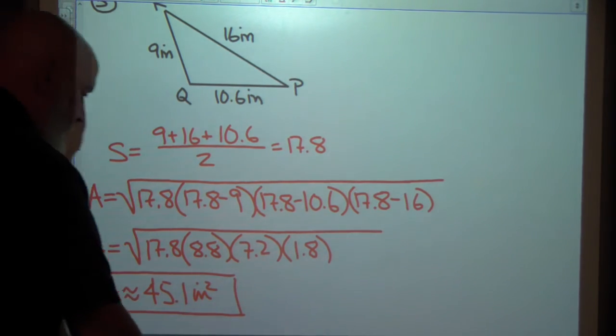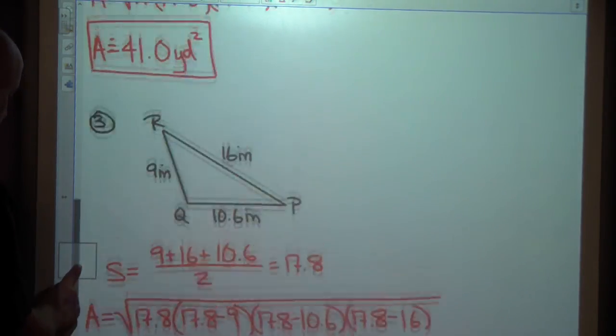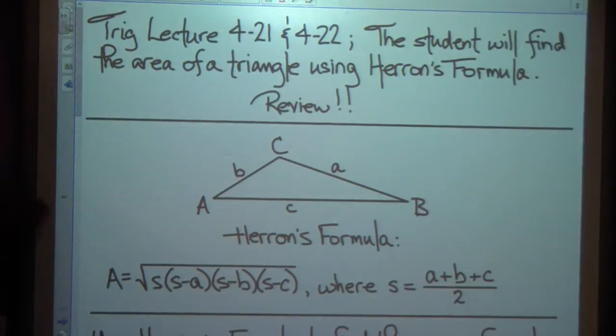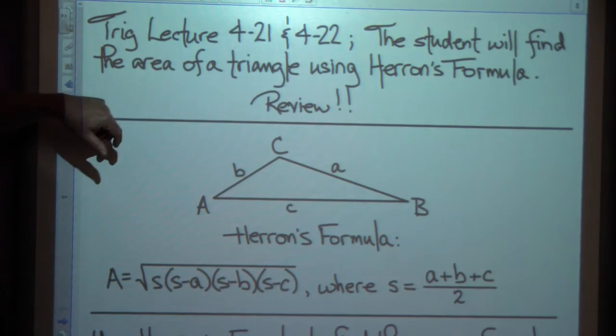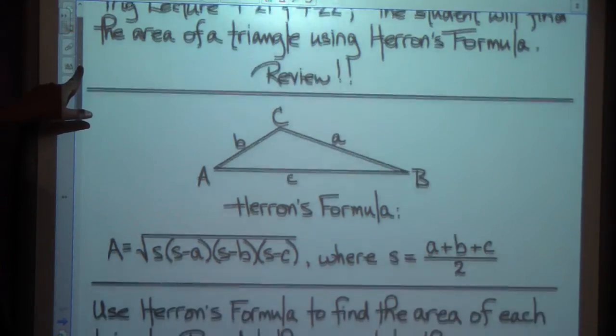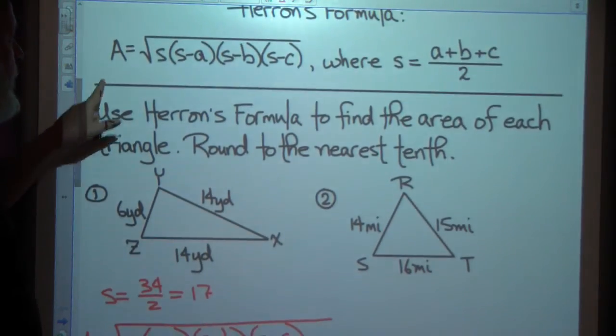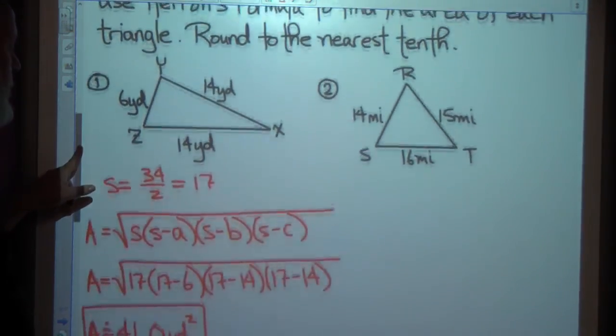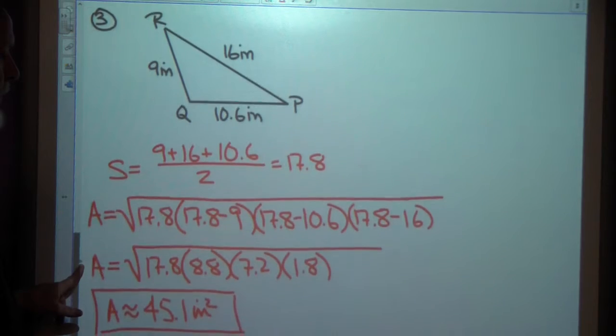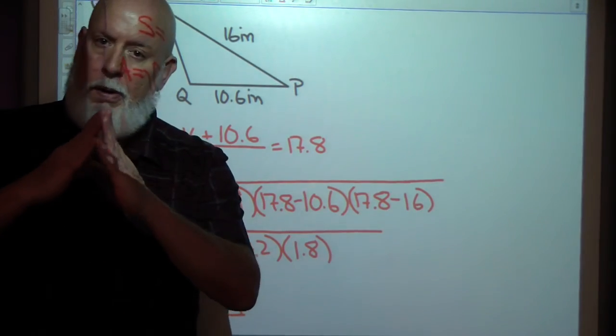My board seems to have frozen up. Well, now's a good time as any for it to freeze up. Oh, there we go. We used the Heron's formula to find the area of a triangle that didn't have the height shown. Here's Heron's triangle, and there's a couple of examples of it. If you've done this before, you can do it again.